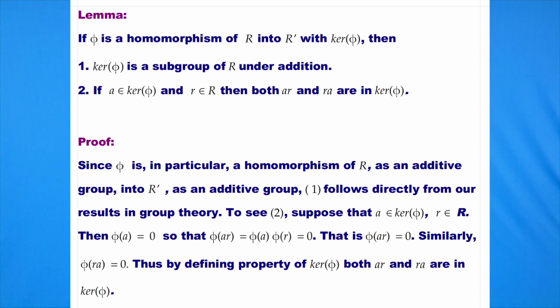Since phi is a homomorphism of an additive group R into an additive group R dash, condition 1 follows directly from the group theory module. To prove the second part, suppose that a is in ker phi and r in R. Then phi of a equals 0, so that phi of ar equals phi of a times phi of r equals 0. That is, phi of ar equals 0. Similarly, phi of ra equals 0. Thus, by the defining property of ker phi, both ar and ra are in ker phi.